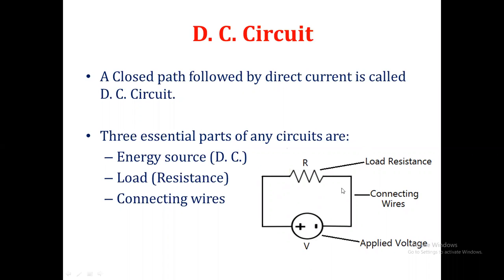Now this is a DC circuit. If you observe, out of these 3 essential parts, the first part is the DC energy source. We call it the applied voltage. Number 2 is the resistance. And number 3 is the connecting wires. So this is a simple DC circuit. Is it clear? Now, let me cover another point.